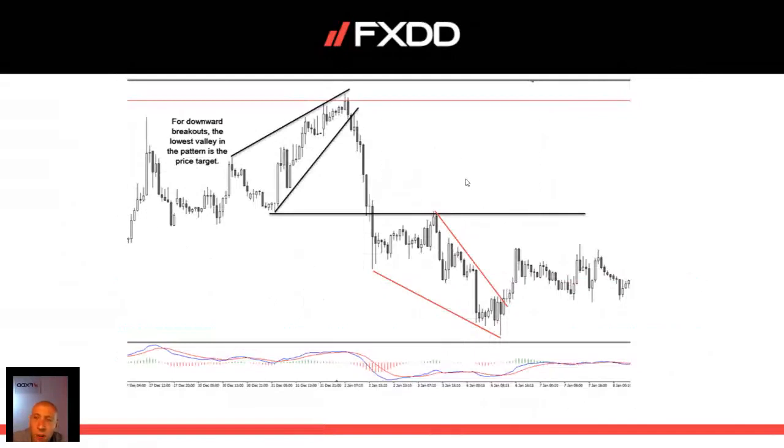Here, for downward breakouts, this is the wedge, guys. Rising wedge is a bearish pattern. Falling wedge is a bullish pattern. So for downward breakouts, the lowest value in the pattern is the price target. So this is the lowest value.